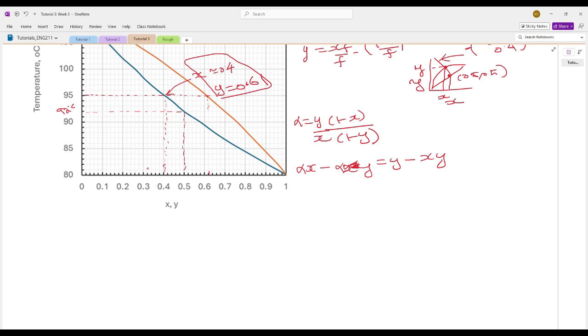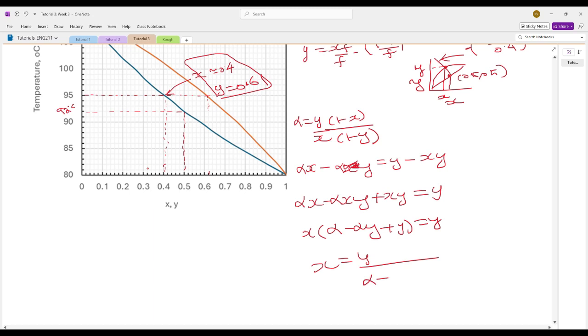So what we do here, equal to, so let's write minus xy equal to, so plus xy. So how do you write this? I'm trying to make the equation a bit simpler. Now let me give a try. For minus alpha y plus y is equal to y, so x is equal to y by alpha minus alpha y.